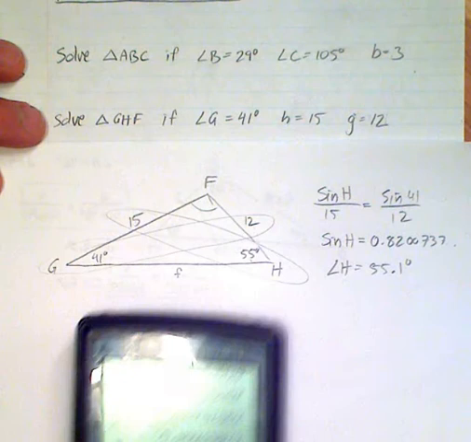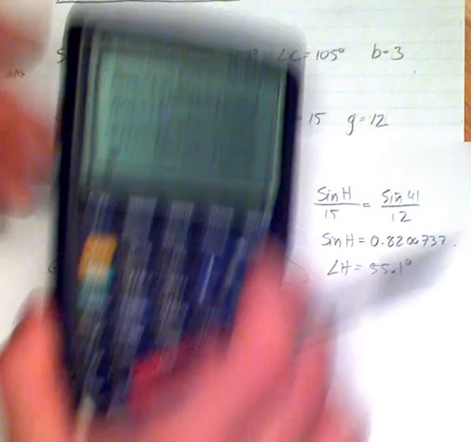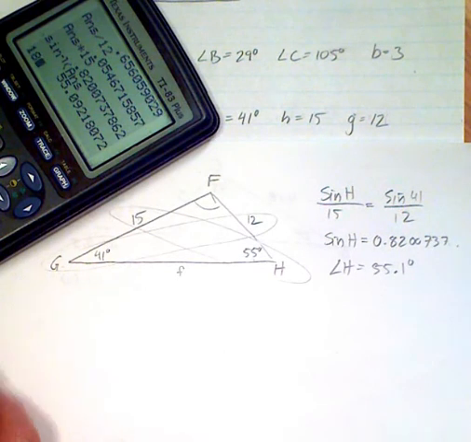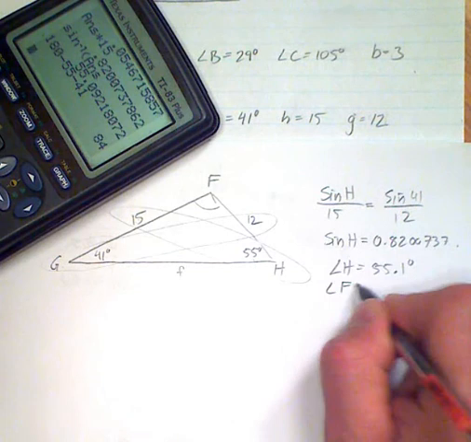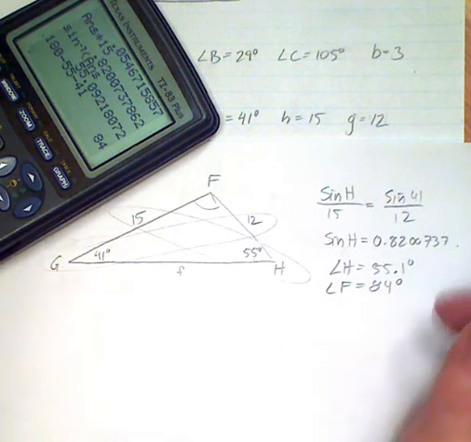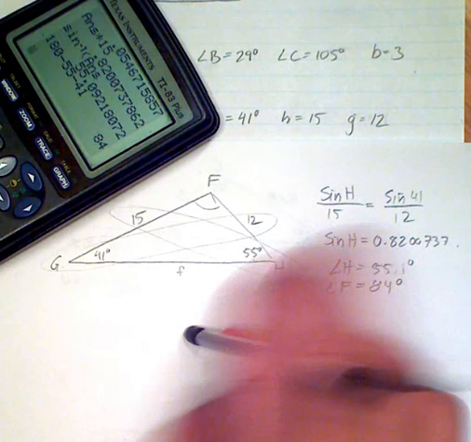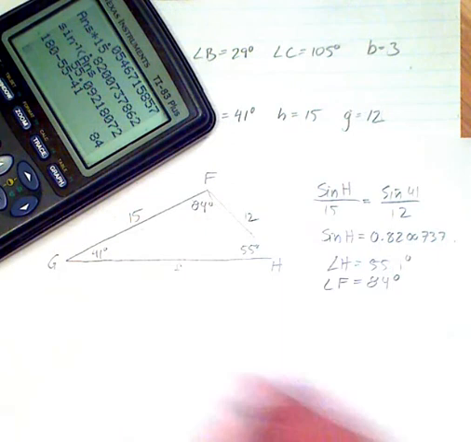Now I have 2 of the 3 angles. So if I say 180 minus 55 minus 41, I get 84 degrees. So angle F now is 84 degrees. Let's call that 55. And I'm looking for side F now. So this one we'll call 84 degrees. I'm looking for side F.